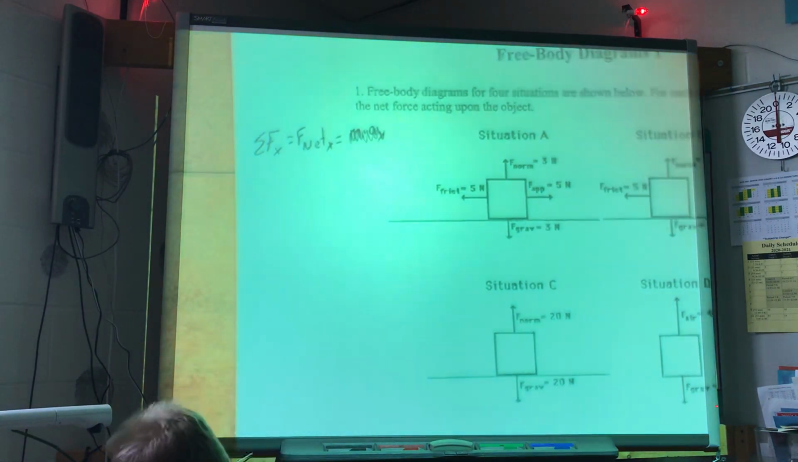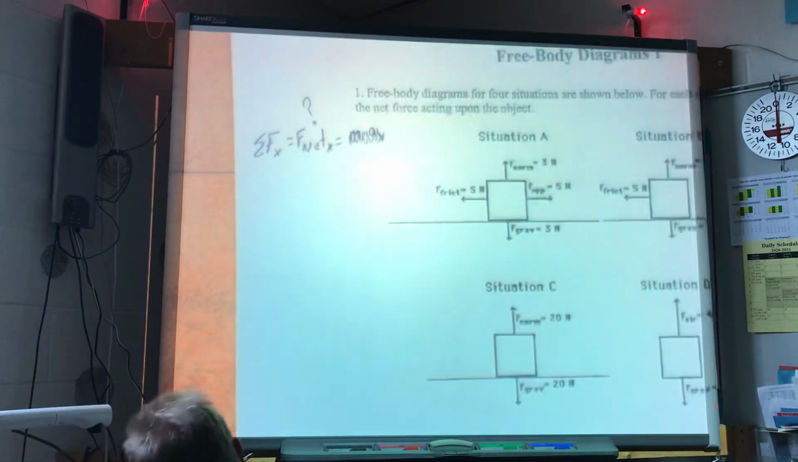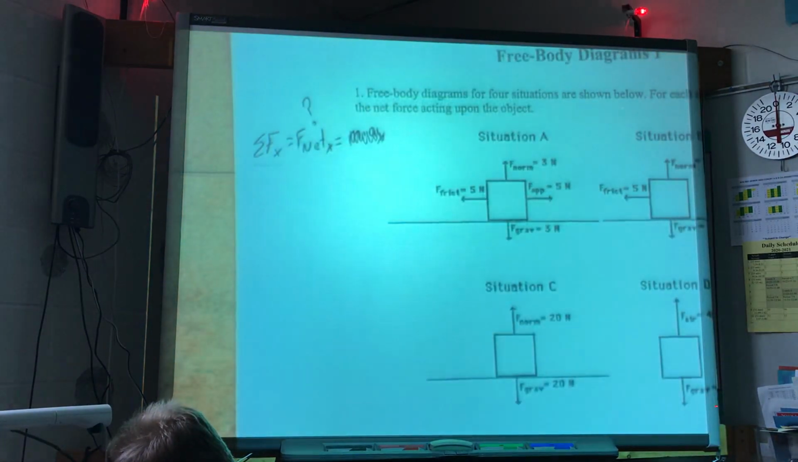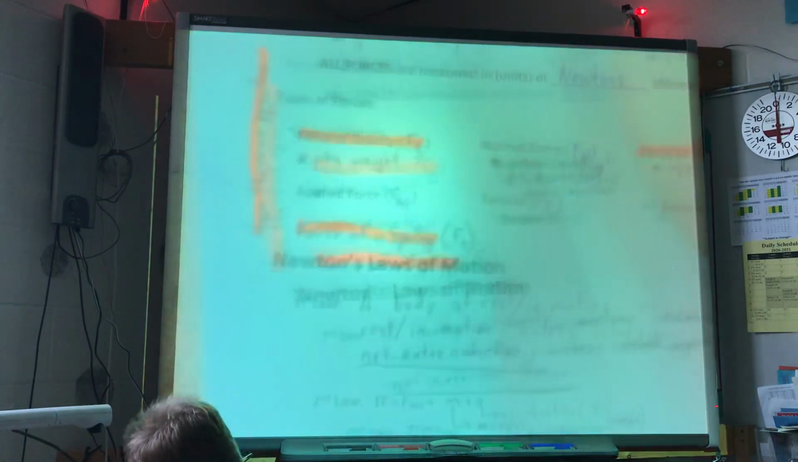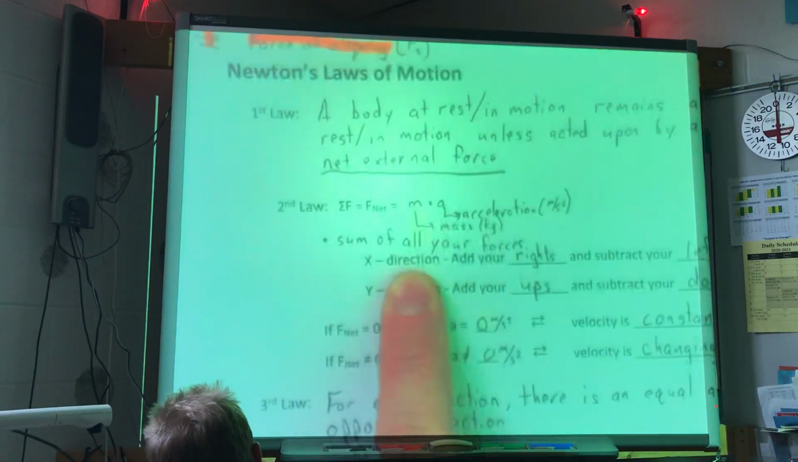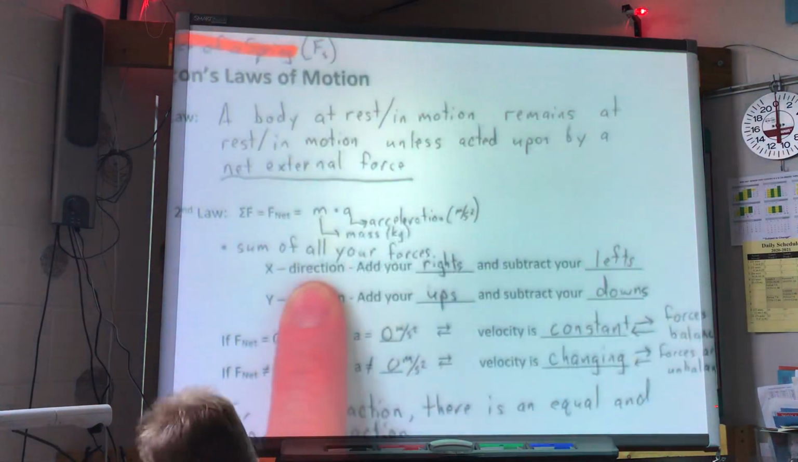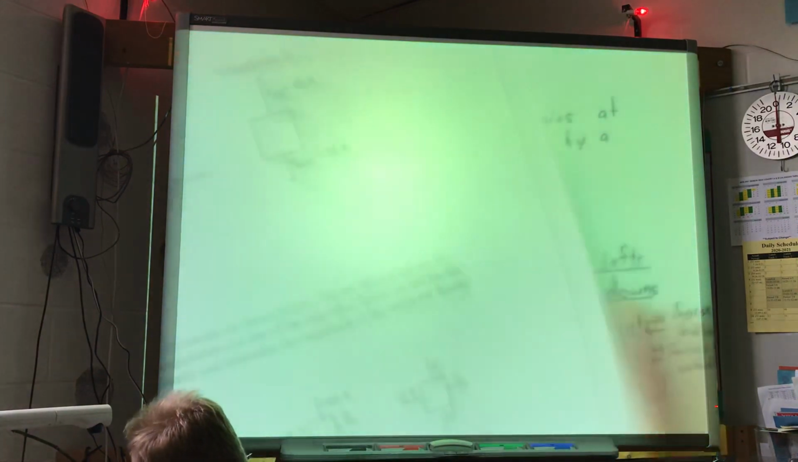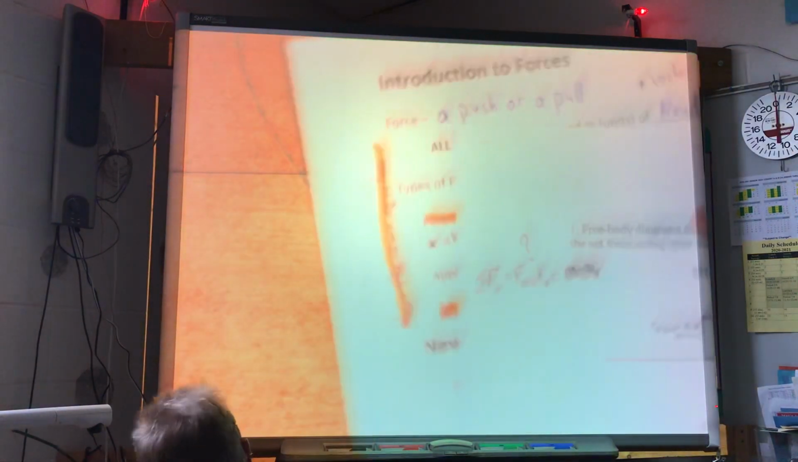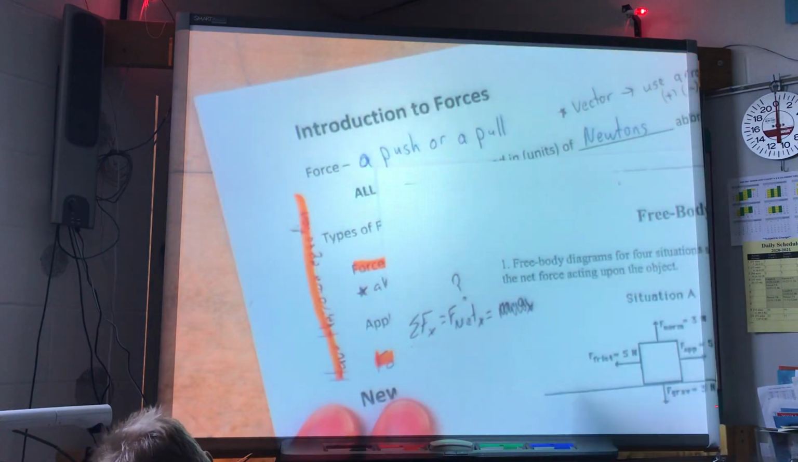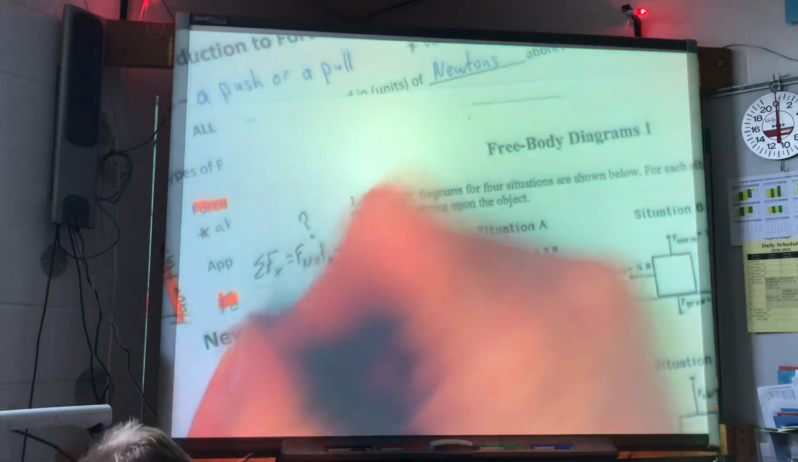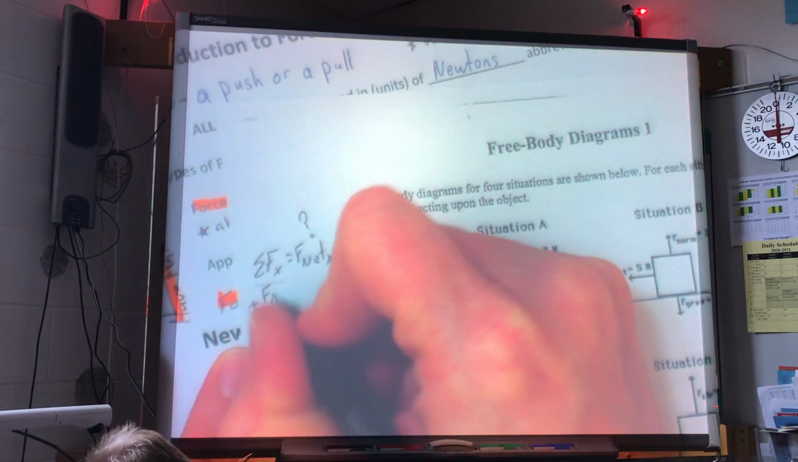We're trying to determine what the F net is, and the way we do that is we sum up my forces in the x direction. Now, in the x direction, when we sum up all the forces, we add our rights, we subtract our lefts. So by building out our equation, in the x direction, I add my rights. So by name, I'm going to add my applied force.